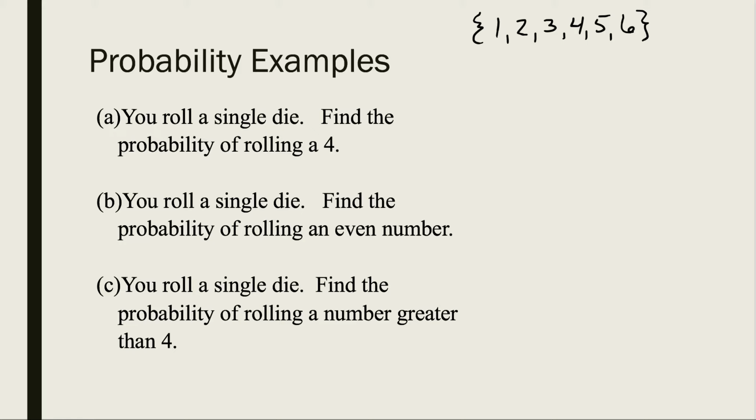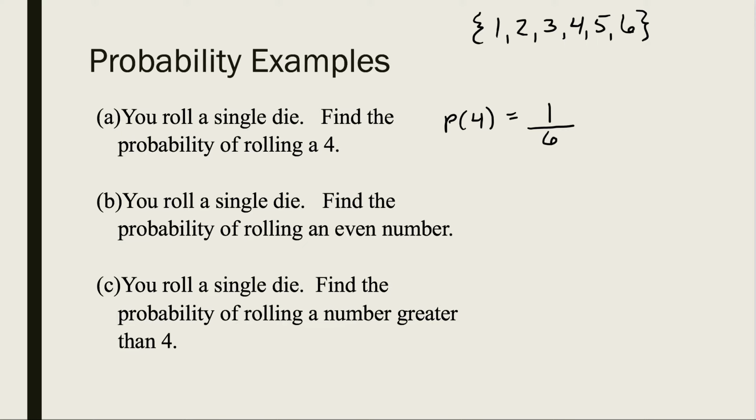All right, so you roll a single die, find the probability of rolling a 4. I know that the bottom number on my fraction is going to be 6, because there are 6 things in the sample space: 1, 2, 3, 4, 5, 6. So the number of possible outcomes will be 6. Now on the top, I need to know how many of the outcomes meet the criteria that we're asked about. So how many of these outcomes are 4s? There's just one of them. And so our probability of rolling a 4 is going to be 1 out of 6.